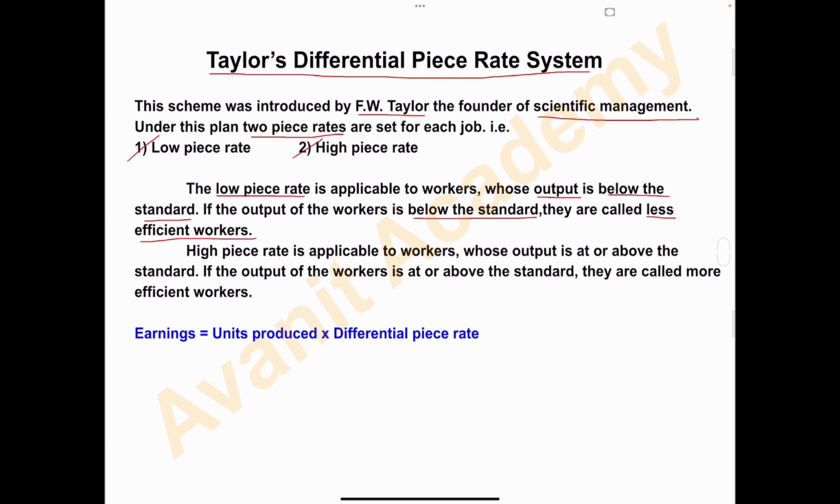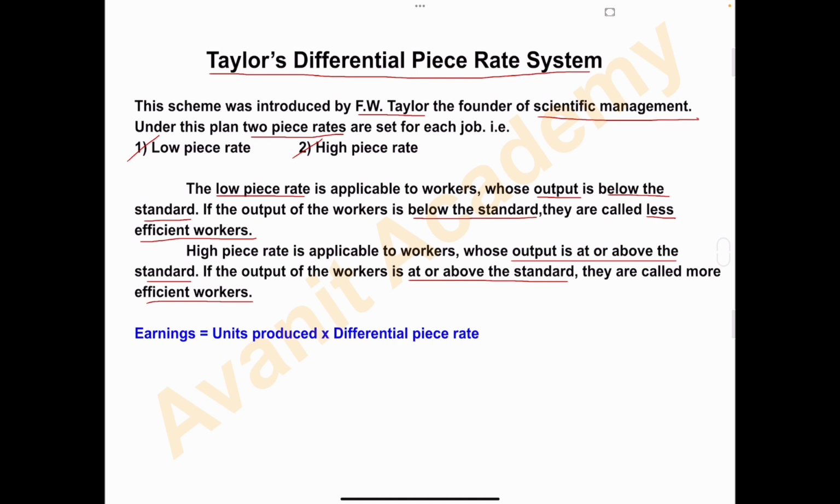Next is the high piece rate system. This high piece rate system is applicable to workers whose output is at or above the standard. If the output of the workers is at or above the standard, they are called more efficient workers. So whatever the standard set by the company or the organization, if the workers work up to that standard or above the standard, such types of workers are called efficient workers. And to such workers, according to Taylor's differential piece rate system, the high piece rate is applied.